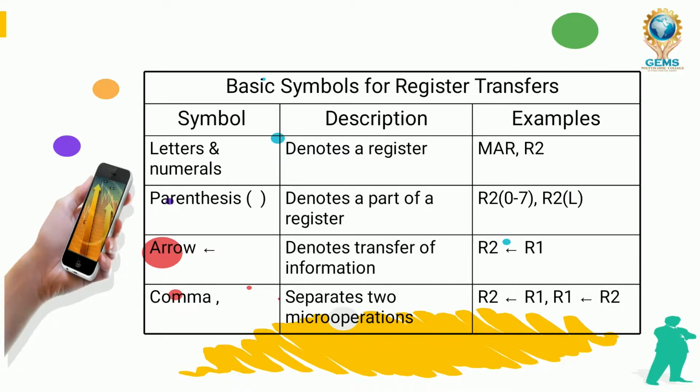Next, the arrow denotes transfer of information. So R1 to R2: the arrow indicates that information is transferred from one register to another register. The comma separates two micro operations. Look here: R1 to R2, comma, R2 to R1. In between the comma is there. The comma separates the micro operations. What are micro operations? We are doing some operations on the data inside the registers, that is called micro operations. Addition, subtraction, transferring, storing, these are the micro operations. We are using these basic symbols for register transfers.